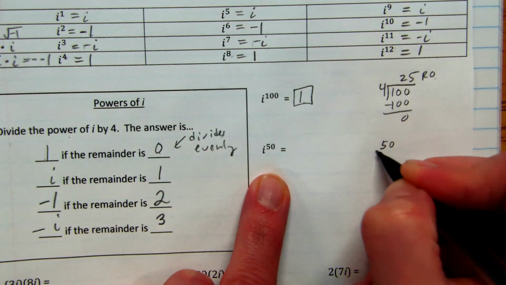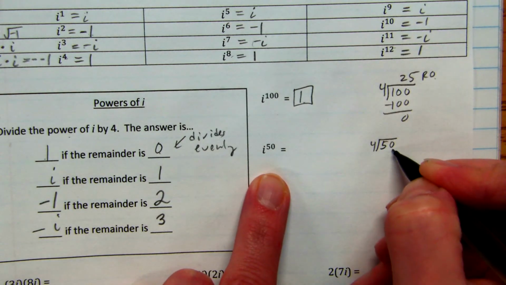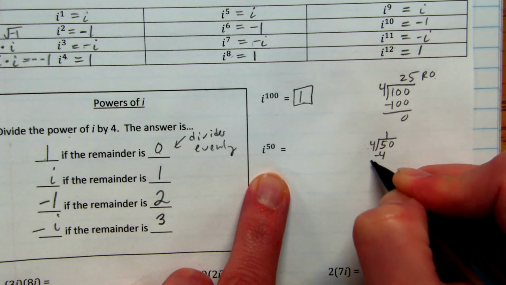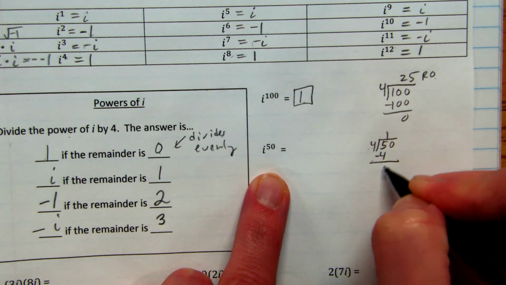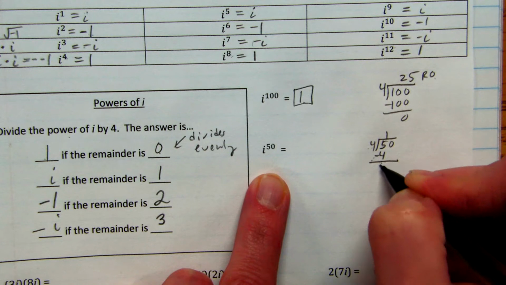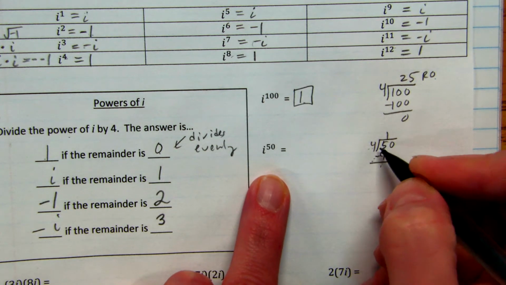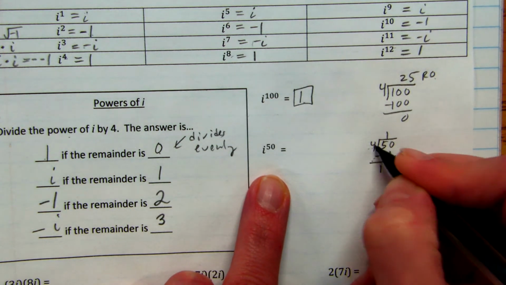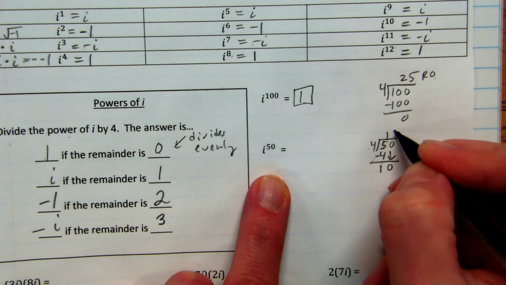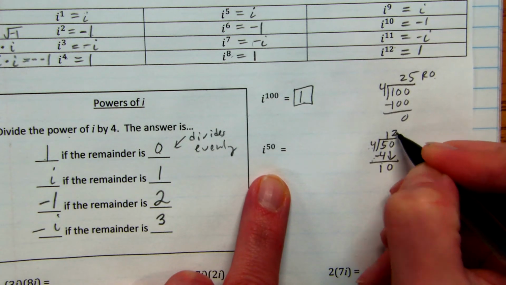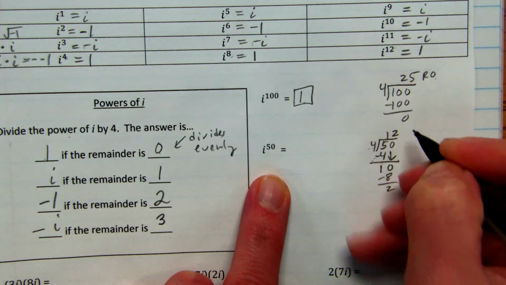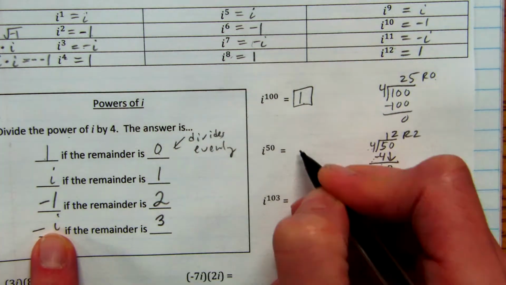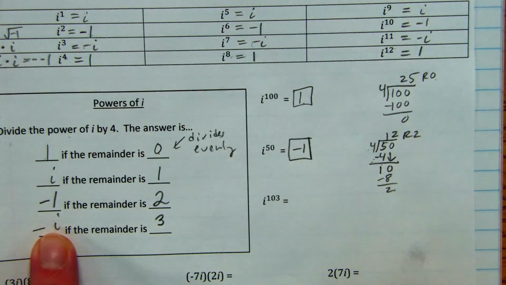We would divide 50 by 4. It does not go in evenly. 4 goes into 5 one time. 1 times 4 is 4. 5 minus 4 is 1. Bring down the 0. 4 goes into 10 how many times? Twice. 2 times 4 is 8. And so our remainder, what's left over, is 2. So that means it's going to be -1.